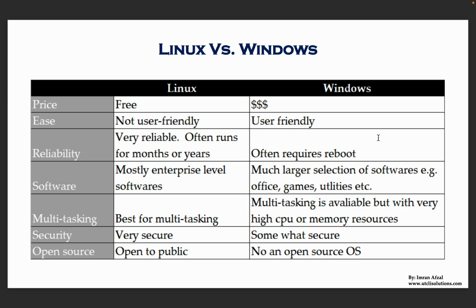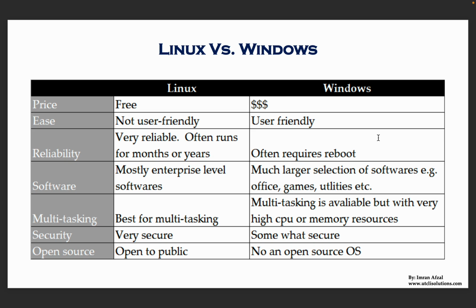So Linux, the price is free. Windows costs some money. Linux is not user friendly and Windows is user friendly. Reliability: Linux is very reliable and Windows often requires a reboot. Software: Linux has mostly enterprise level software, but Windows has a much larger selection of software, for example Office, games, utilities.